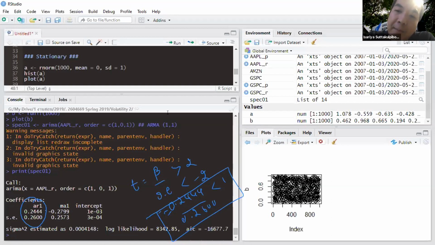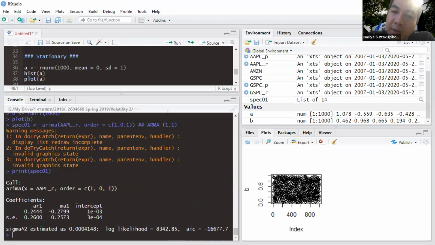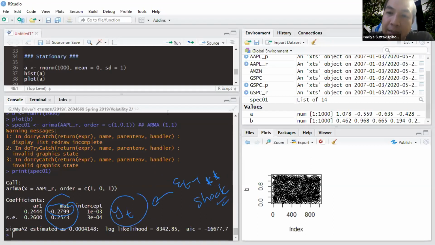Again, same thing with the MA. If you look at the MA, you can see the negative pattern right here, on epsilon_t minus 1, the previous day's shock. If there's a shock yesterday that makes the stock price go down, then tomorrow the price is going to go up according to this parameter, because it's negative.